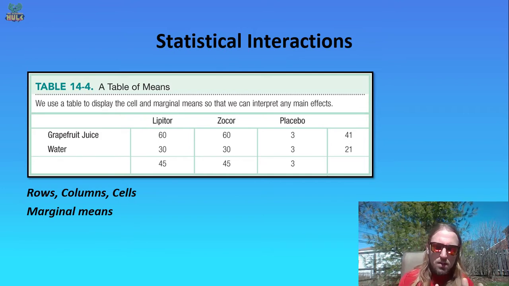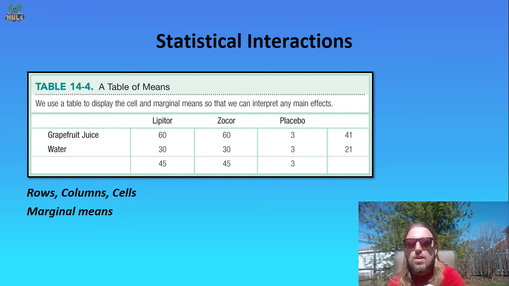That column, the difference between those columns, represents the difference in the level of enzyme, right, the liver enzyme, as a function of purely medicine alone, right? And so what we do to see that effect is not look at the cells in the middle of the table, but instead create what are called marginal means down at the bottom of the table.